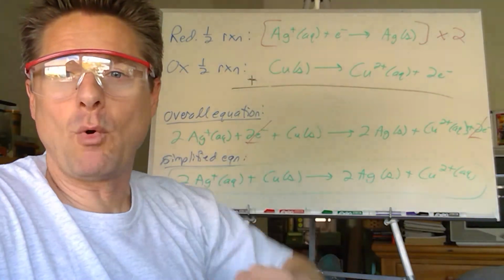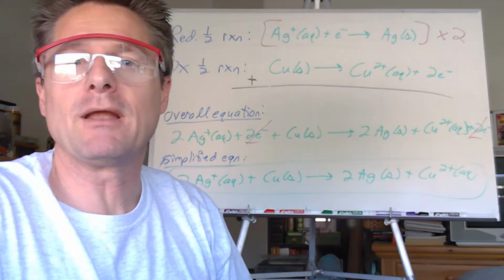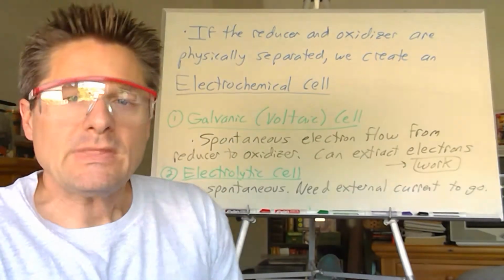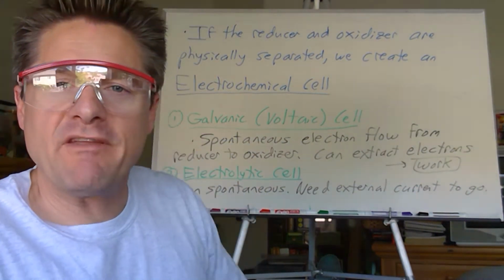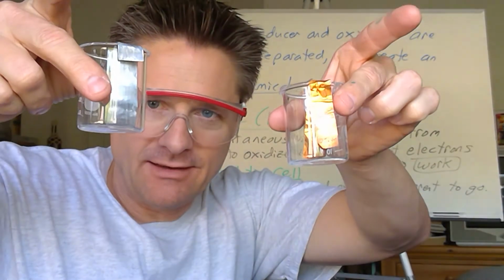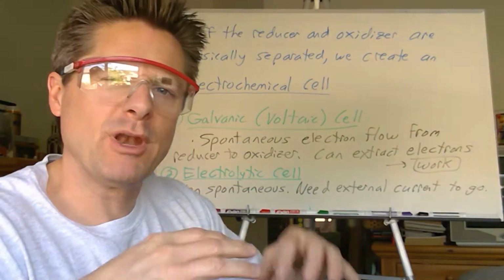All right, I'm going to erase this board, and let's show you what happens when we separate them and do a galvanic cell. All right, a couple terms for you guys. When we physically separate the reducing agent from the oxidizing agent, like a scenario like this, now we'll put it piecemeal together.